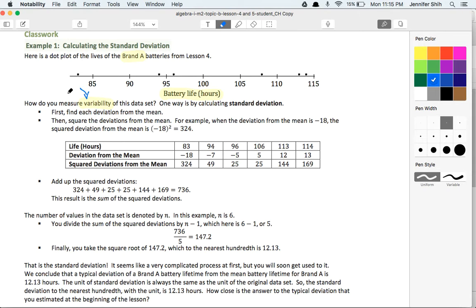Okay, variability. Changes. Amount of change. It varies, right? So it changes. So how do we measure the amount of change of this data set? Okay. We're going to use standard deviation. Amount of change. Also known as variability.